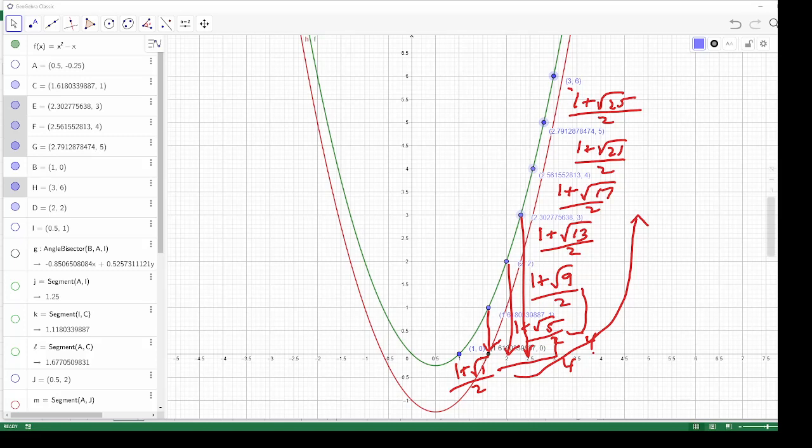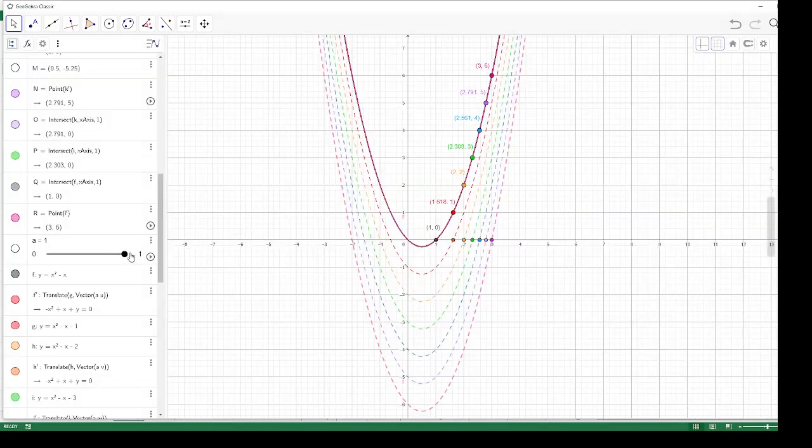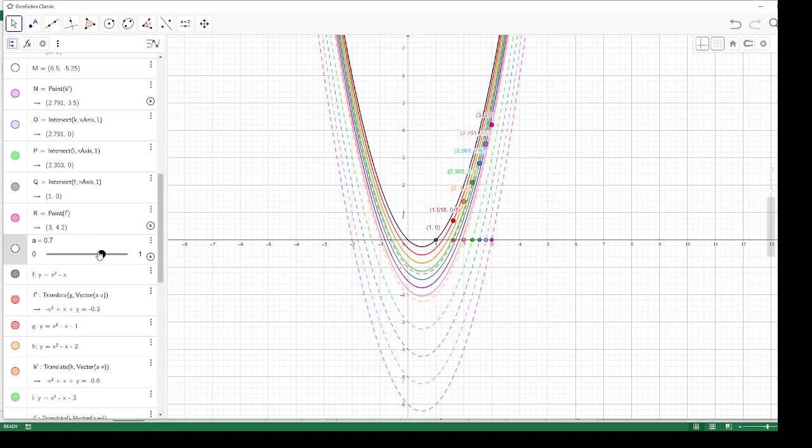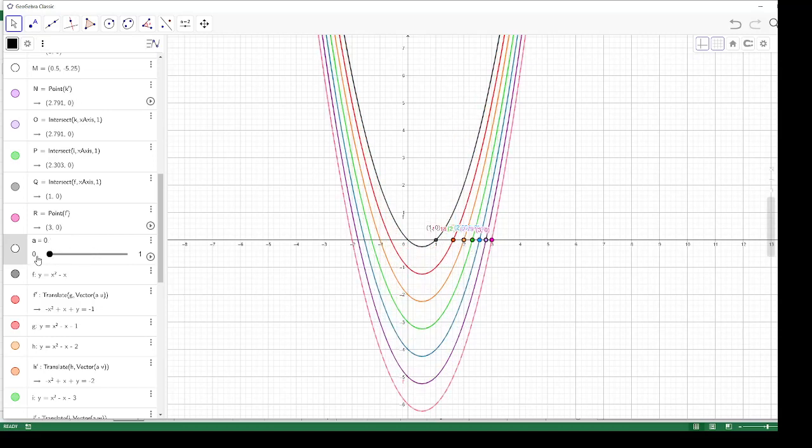And I've got a little bit of a neater animation to show what that looks like. It just looks cool, a little bit of eye candy to look at while we're moving to the next step. So you can see the same points here on the x squared minus x parabola. And if we drag it down, you can see that all the points come down onto the x-axis.